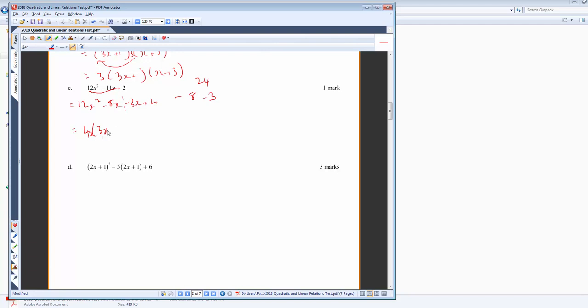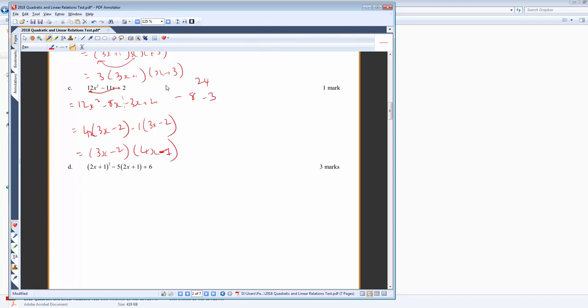4x rather, 3x take 2, take 1, 3x take 2. Alright, now we've got 3x take 2, which is coming out, and 4x take 1. Take away 1. Alright, and there's our factorised process.